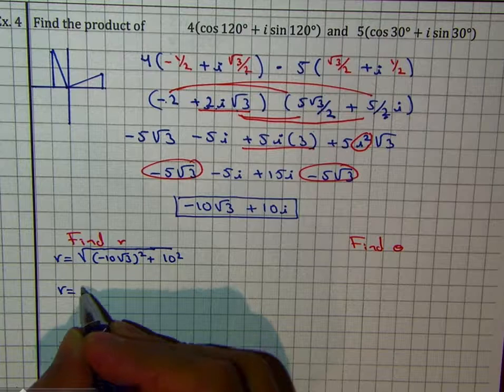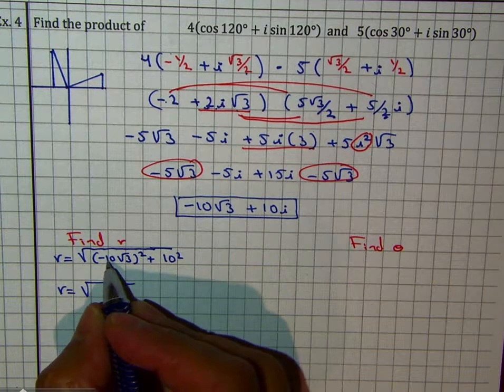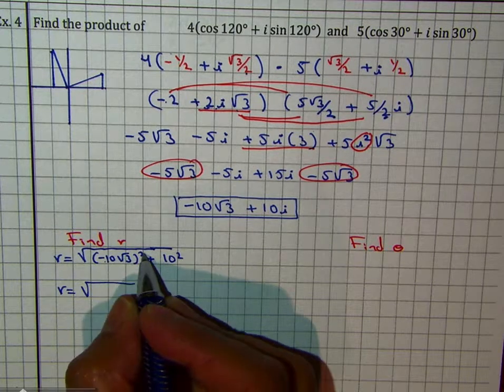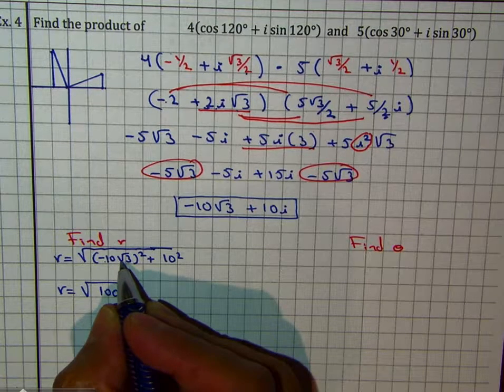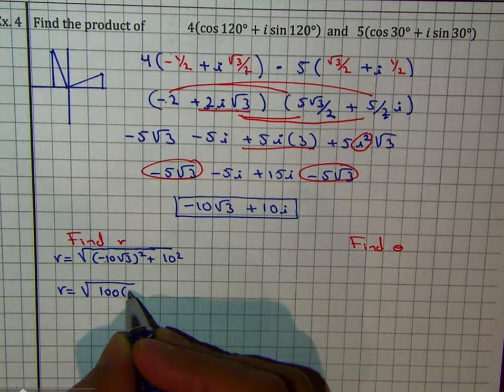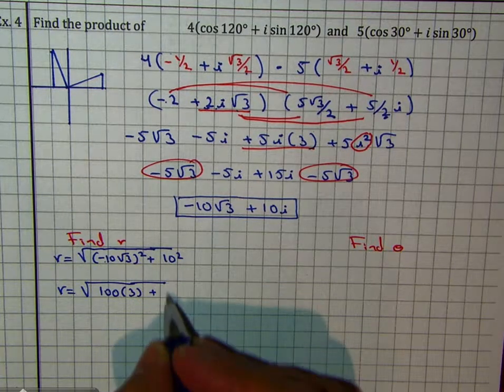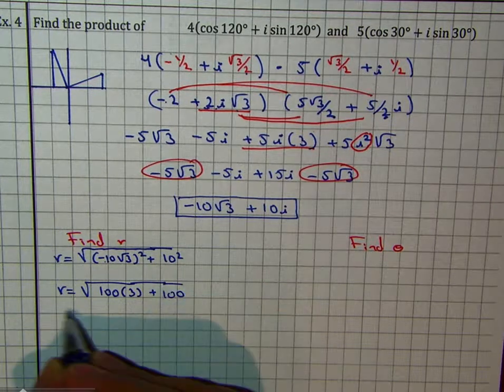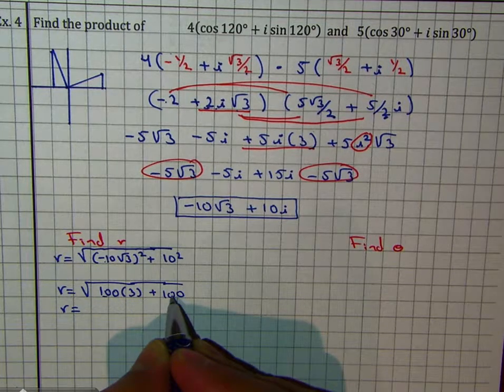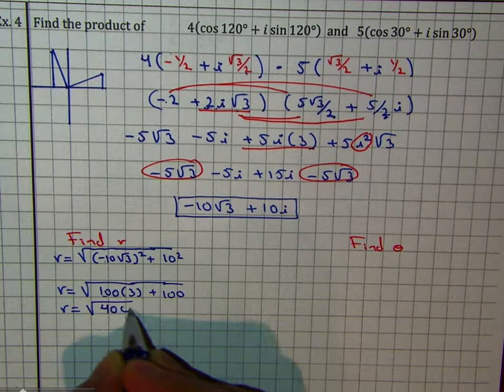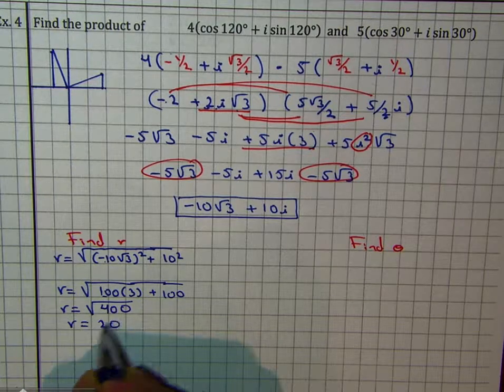So negative 10 squared is 100. Square root of 3 squared is 3. The square root and square cancel. And that gives me 10 squared is 100. So therefore that gives me 300 plus 100 will be 400. The square root of 400 will be 20.